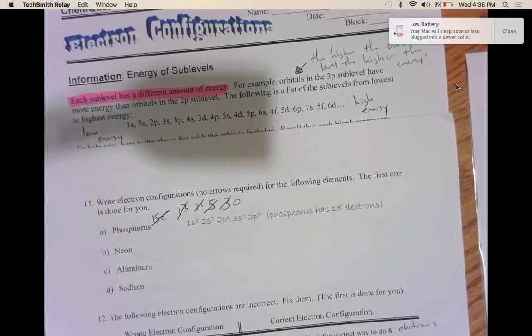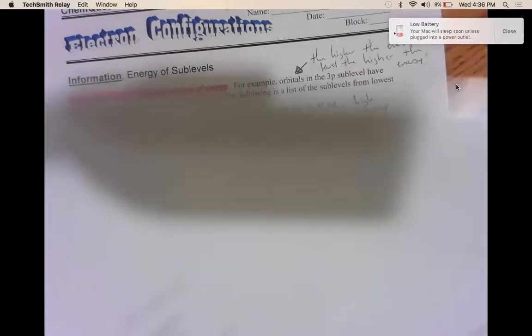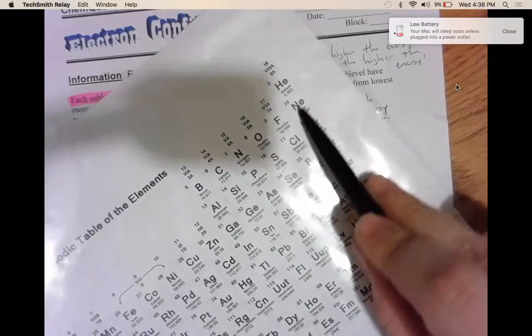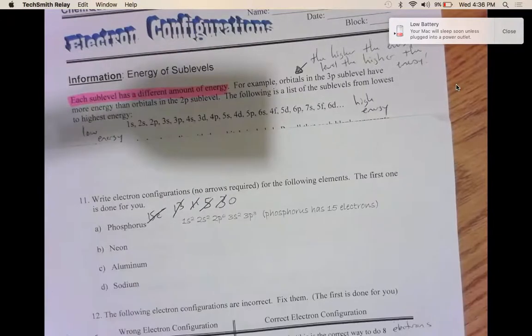So right now, guys, we can do this for neon. Remember, neon's not done for you, so make sure you take down these notes. Try to model 11c and 11d the same way. So we look up neon on our periodic table right here. It has an atomic number of 10.